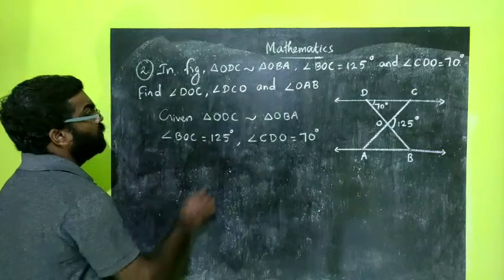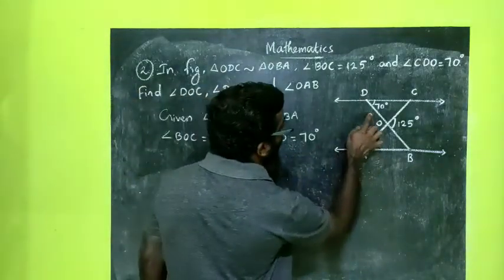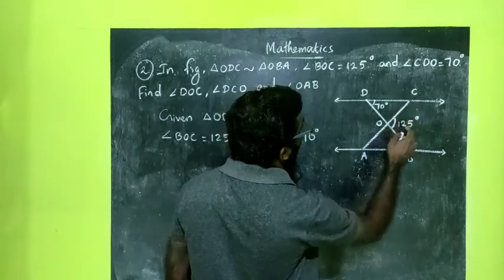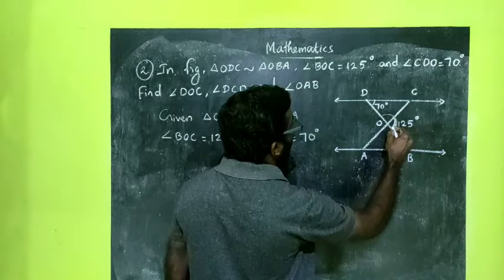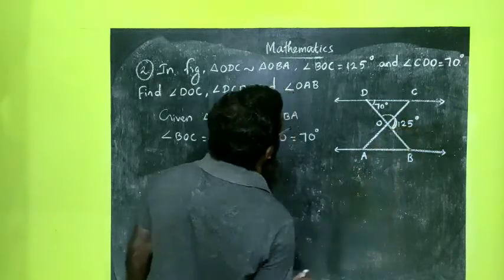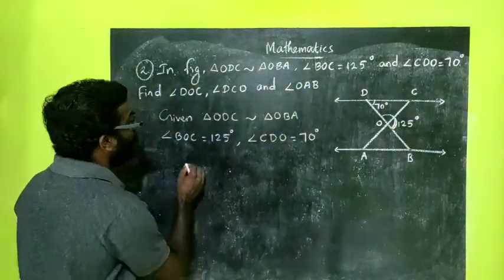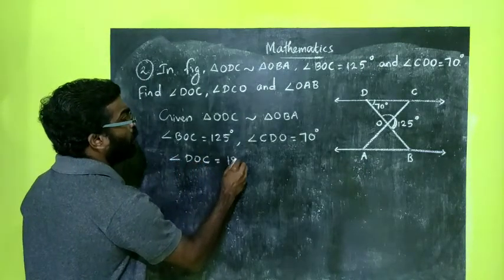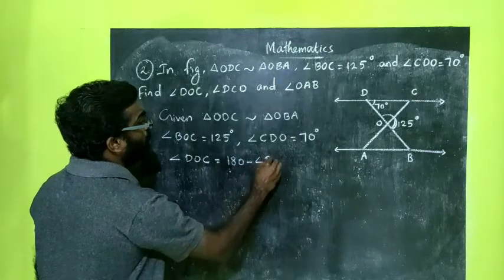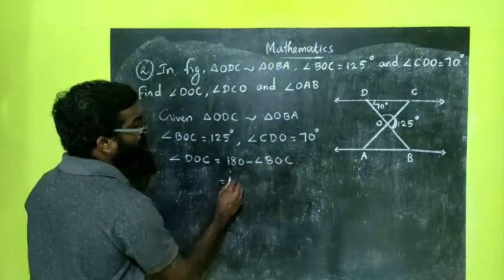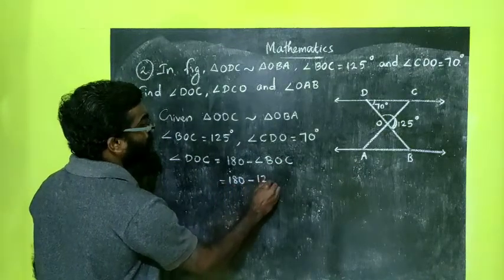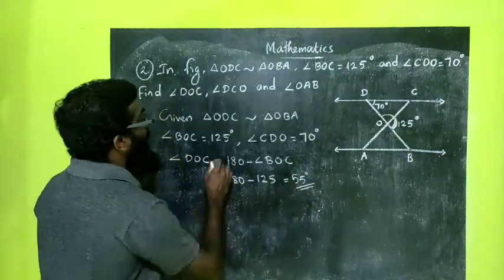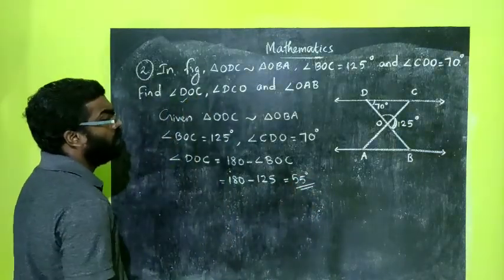Okay, so first of all we can find angle DOC. From this figure we can identify DOC and BOC are linear pairs. These two angles are linear pair of angles. So the sum of these two angles will be 180 degree. So angle DOC will be equal to 180 minus angle BOC. That is 180 minus 125, which is equal to 55 degree. So angle DOC is 55 degree.